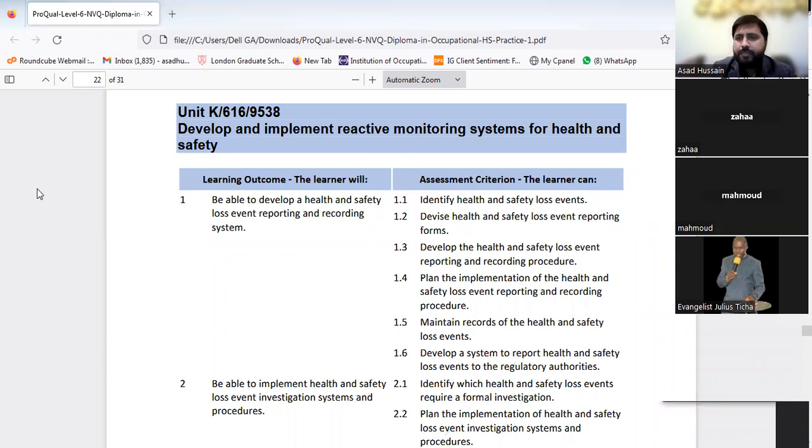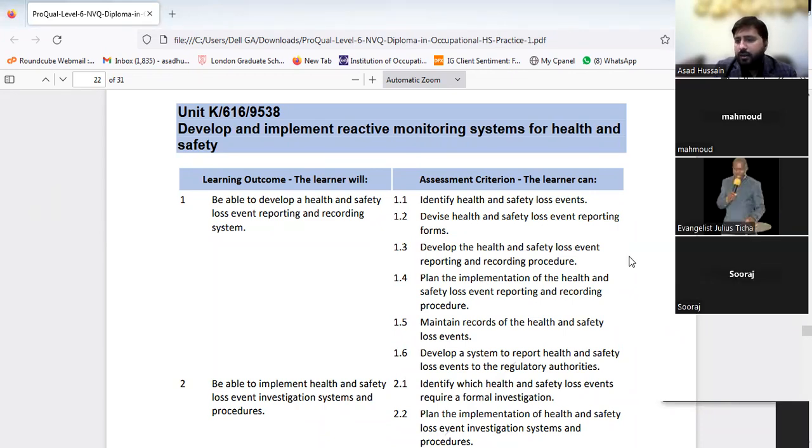Okay, gentlemen. Today we are going to discuss Unit 7: Develop and implement reactive monitoring systems for health and safety.